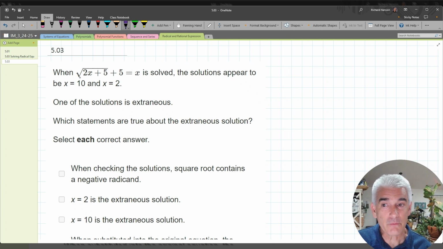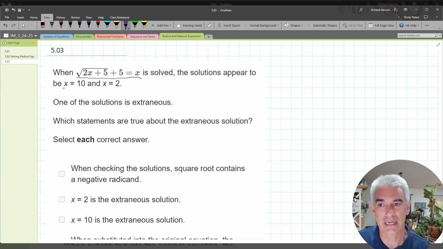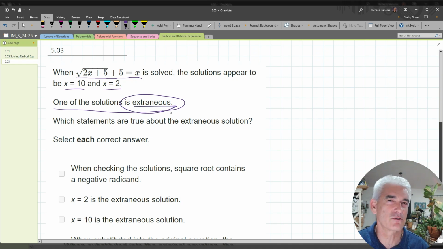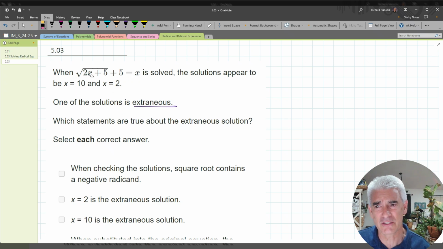And the problem says, hey, when they solved this equation, it looked like they got two answers, x equals 10 and x equals 2. Then they're telling us one of the solutions is extraneous. So an extraneous solution is a solution that works for the squared problem, or works for some part of the equation further down the line, but it doesn't work in the original equation. So they went through and solved it, and they got x equals 10 and x equals 2. And so, really, all they want us to do in this question is to check it.